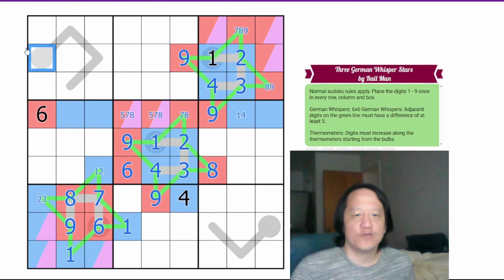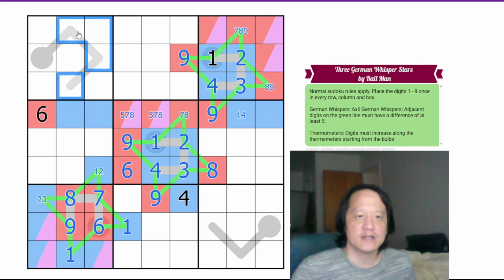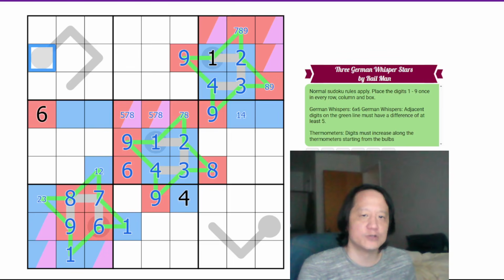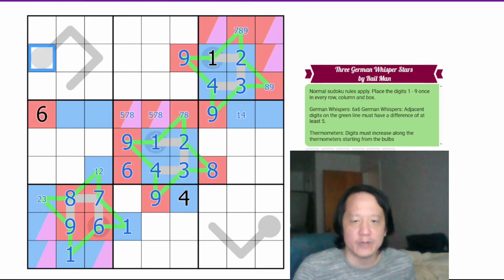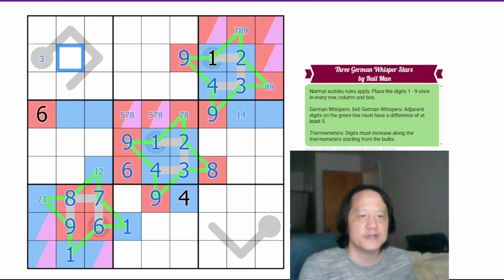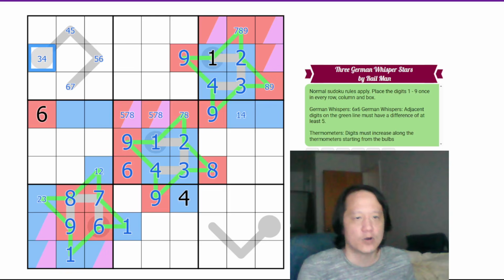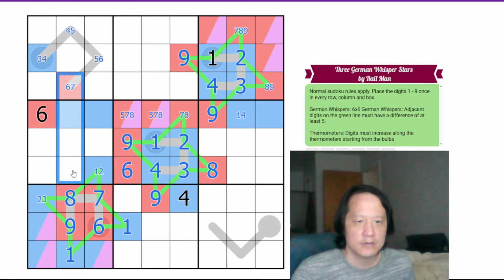Let's go for the thermometers, looking at the smallest possible digit going from bulb to tip, and looking at the largest possible digit going back from the tip to the bulb. This can't be 1 or 2 because of 1 or 2 in the row, so this must be at minimum a 3. This is greater than that digit, so it must be at minimum 4. This was greater than that, so 5 and 6. This cannot be 8 or 9 because of 8 or 9 in the column, so this is at most a 7. This has to be less than that, so it's at most 6, at most 5, and at most 4. So this is guaranteed to be a low here. This is guaranteed to be a high here. That's kind of interesting.